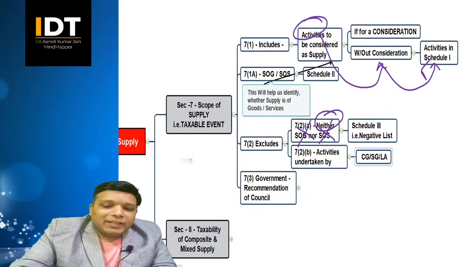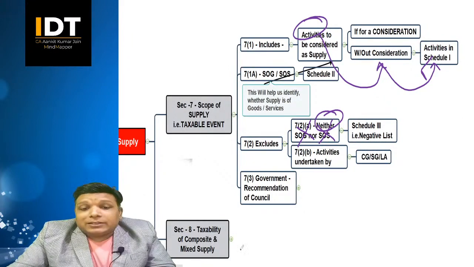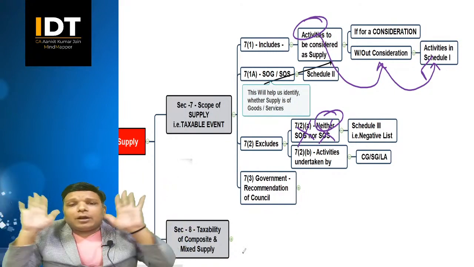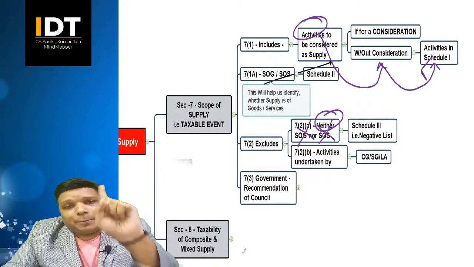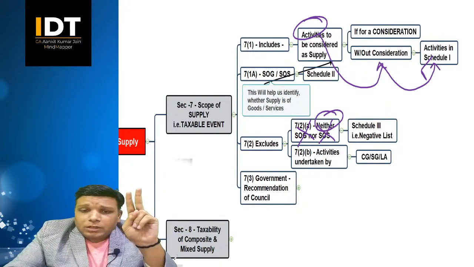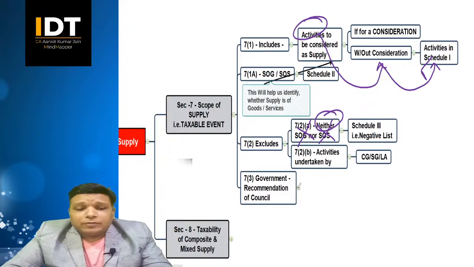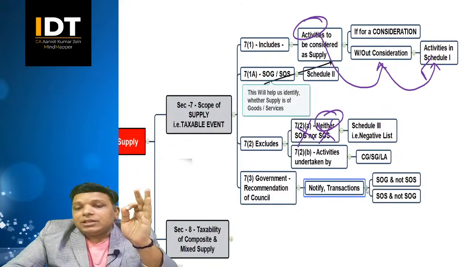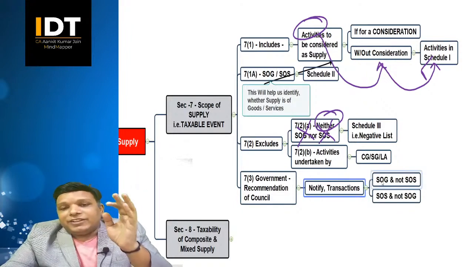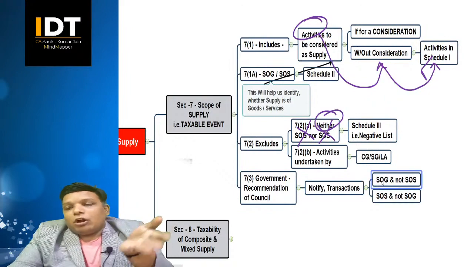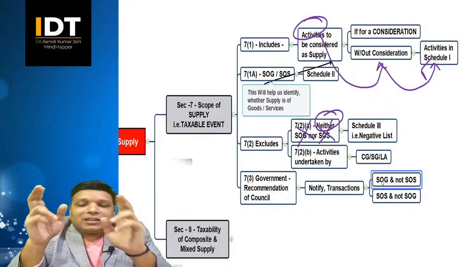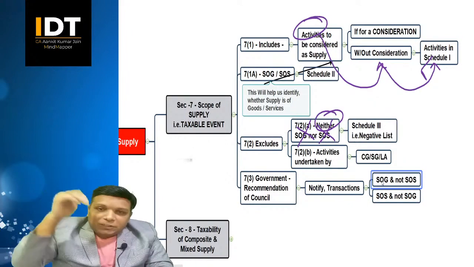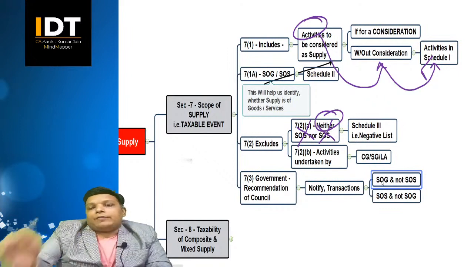Then we move on to section 7.3, as far as the scope of supply is concerned. That means यहाँ तक मैंने सब समझ लिया कि ये supply है, supply of goods है, सब excluded नहीं है. I have come to the conclusion that this particular activity is supply and a supply of goods. Correct? Now, the government, on the recommendation of the GST Council, may notify transactions. Whether this particular activity, which is generally classified as supply of goods and not supply of services, can change. They can say that this particular transaction is supply of services or not supply of goods, correct?